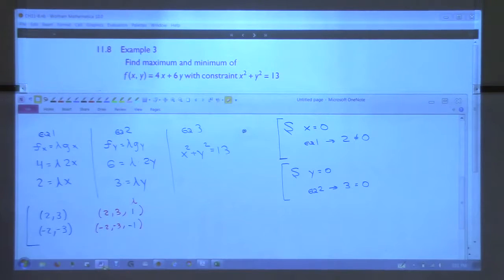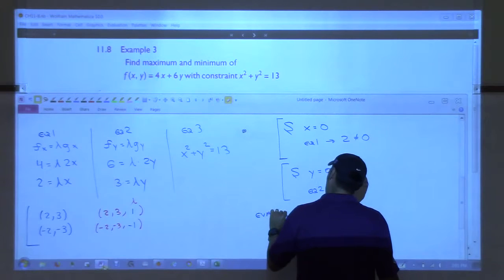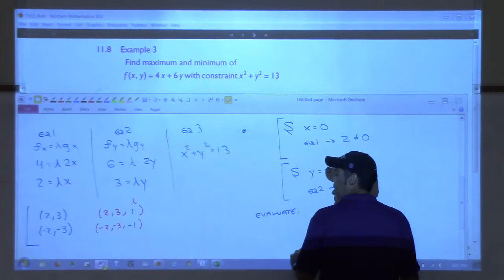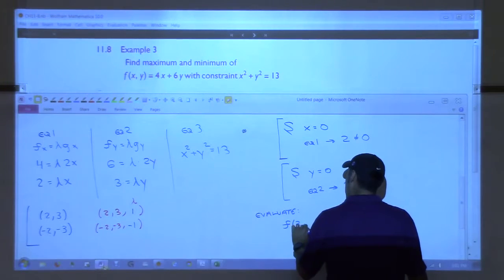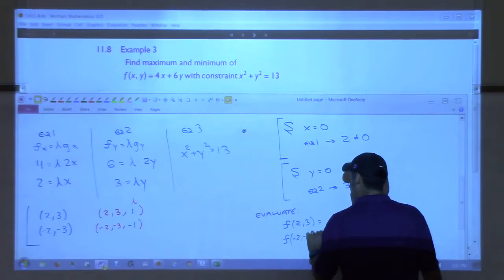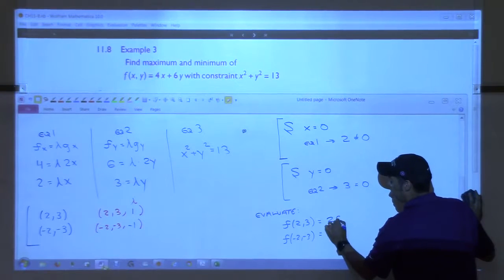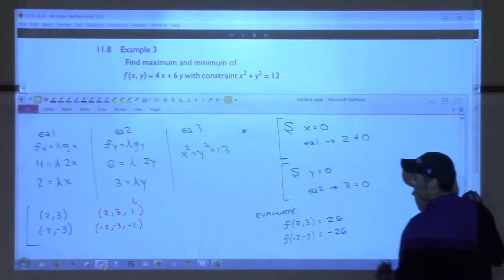So now what we do is we plug in. So evaluate. We want f of 2, 3, and we want f of negative 2, negative 3. These are going into the original function, so it's looking like 8 plus 18, 26, and the other one should be negative 26.